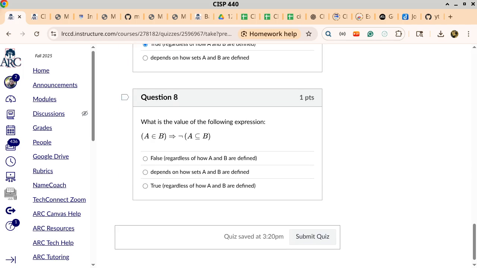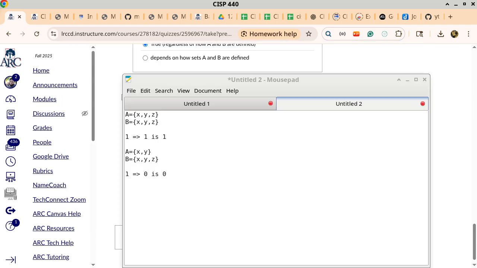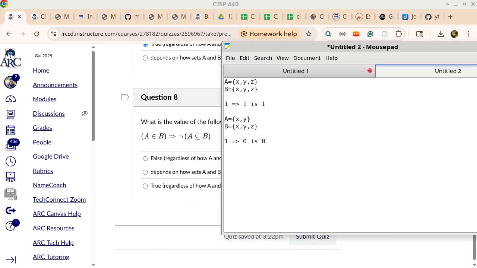And then we move on to question number 8, the last one. This one is saying A is an element of B implies it is not the case that A is a subset, not proper, just a subset of B. So the question is, can I create a scenario where set A is in fact an element of B? That would not be too hard. So let's go ahead and take a look at how we can make that happen.